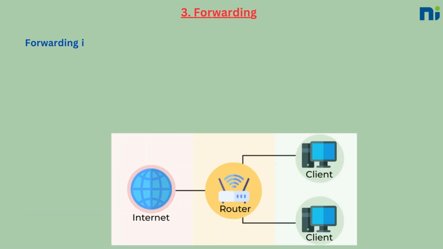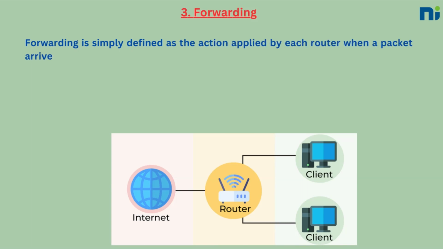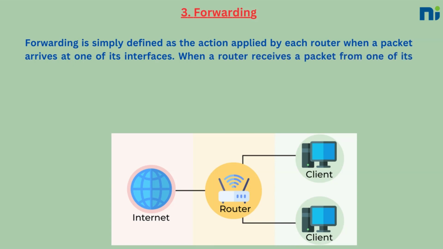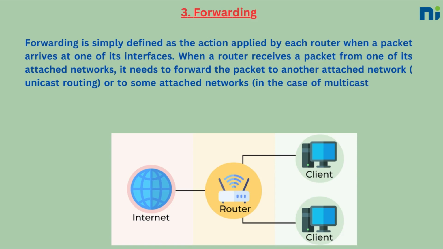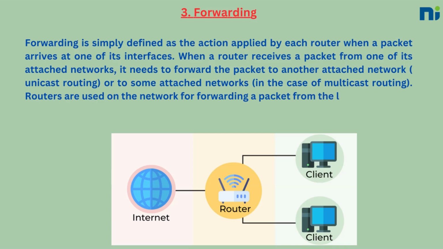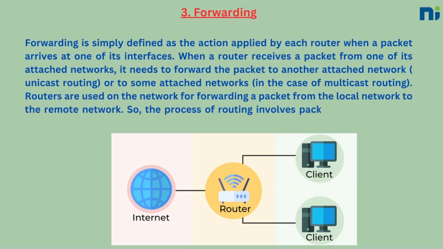3. Forwarding. Forwarding is simply defined as the action applied by each router when a packet arrives at one of its interfaces. When a router receives a packet from one of its attached networks, it needs to forward the packet to another attached network, in unicast routing, or to some attached networks, in the case of multicast routing. Routers are used on the network for forwarding a packet from the local network to the remote network. So, the process of routing involves packet forwarding from an entry interface out to an exit interface.